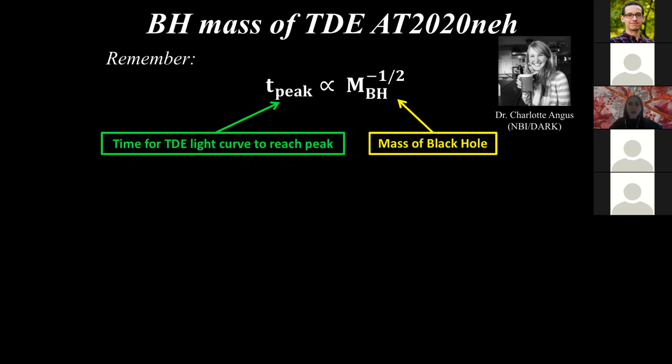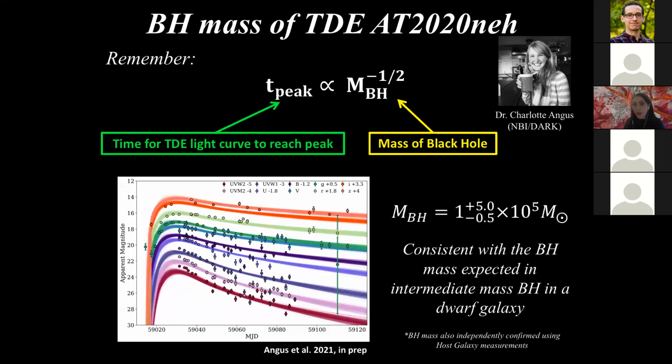So remember that I showed you before that the rise to peak of our light curves is very sensitive to the black hole mass, where larger black holes will take longer to rise to peak compared to smaller black holes. And so here is our equation. If we take our 13-day rise to peak and plug it into our equation, we can work out what the black hole mass is.